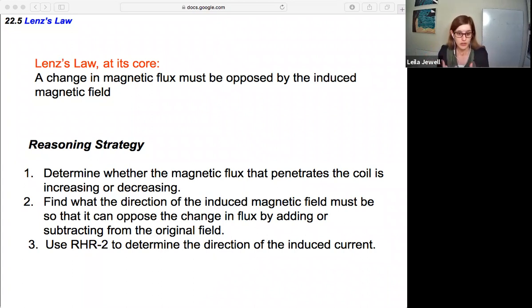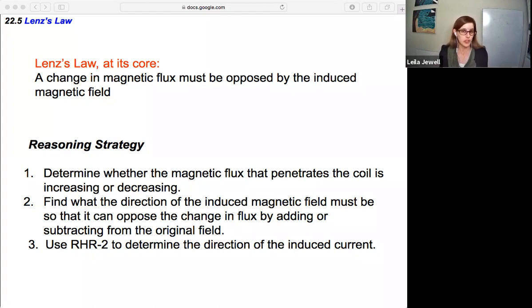So find out what the direction of the induced magnetic field must be so it can oppose the change in flux by adding or subtracting from the original field. When the magnetic flux is increasing, usually that means that the induced magnetic field will subtract from the original field to oppose that increase. If the magnetic flux is decreasing, then usually we will add the induced magnetic field in the same direction to oppose the decrease.